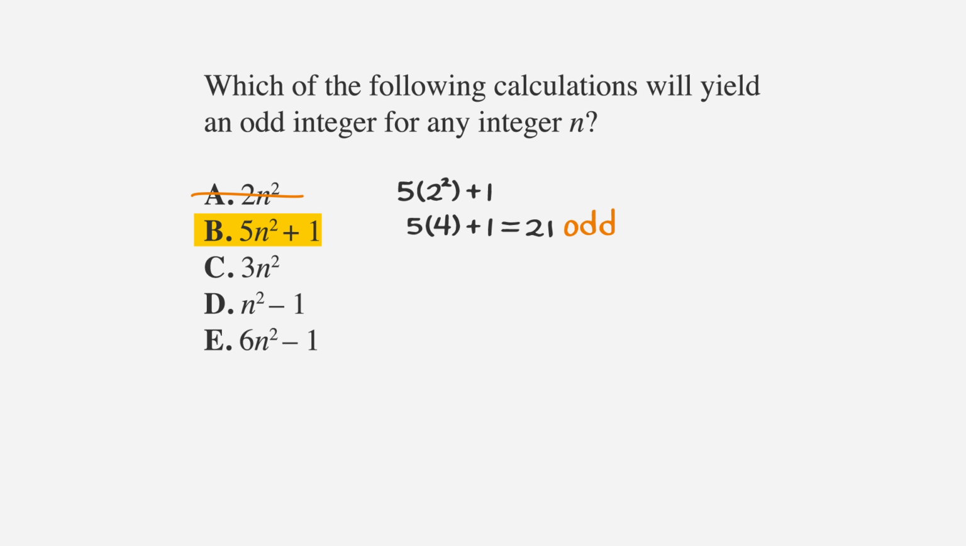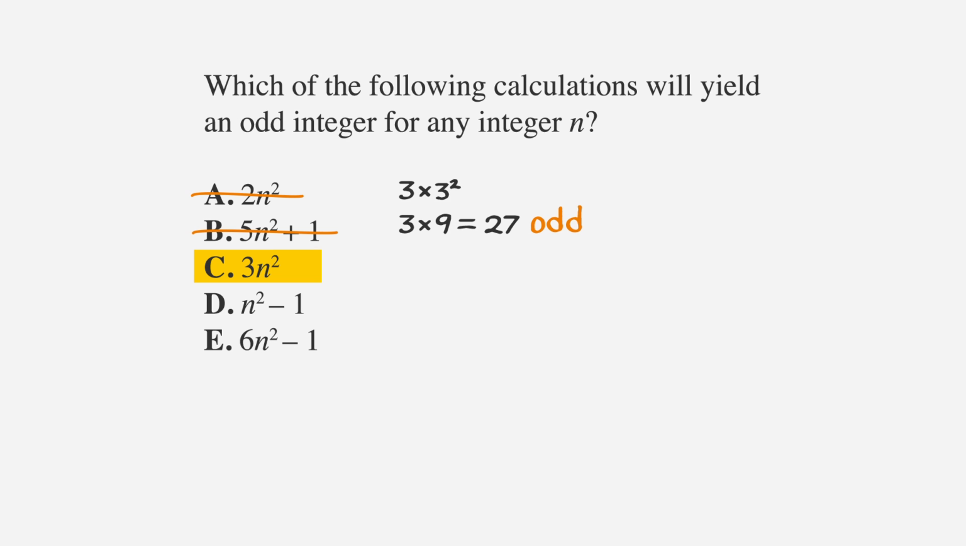We might be tempted to choose answer B and move on to the next question, but if we try 3 for n, we get 5 times 3 squared plus 1, or 5 times 9 plus 1. This equals 45 plus 1, or 46, an even number, so B is out. Let's try C. We'll try 3 for n. So 3 times 3 squared is 3 times 9, which equals 27. Odd, so we can't eliminate it yet.